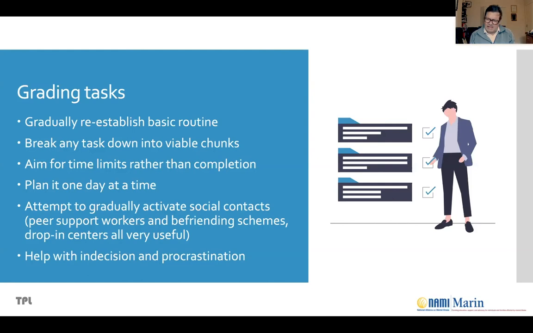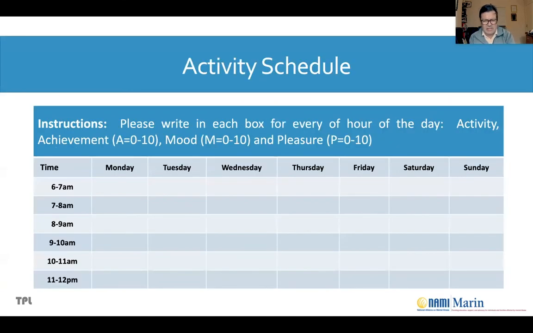If they are indecisive and putting things off, we can help them just hit the small targets of the day. And this starts to switch on those brain systems which were switched off. Now, I think family members are in a great position to help, particularly with negative symptoms. So this is an example of the activity schedule.